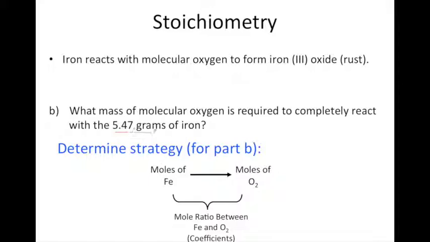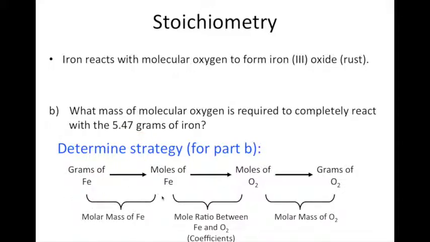So I can convert my grams of iron into moles of iron using the molar mass of iron. Then I can use my coefficients, my ratio from my balanced chemical equation, to convert from moles of iron to moles of oxygen. Then, when I have moles of oxygen, I can convert that to grams of oxygen using the molar mass of oxygen. So it's a similar strategy that we used before, and you'll see that most stoichiometric calculations follow a similar path.